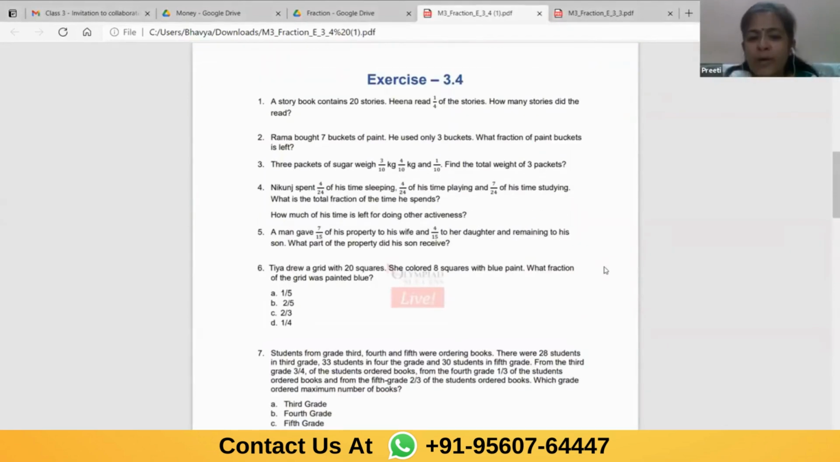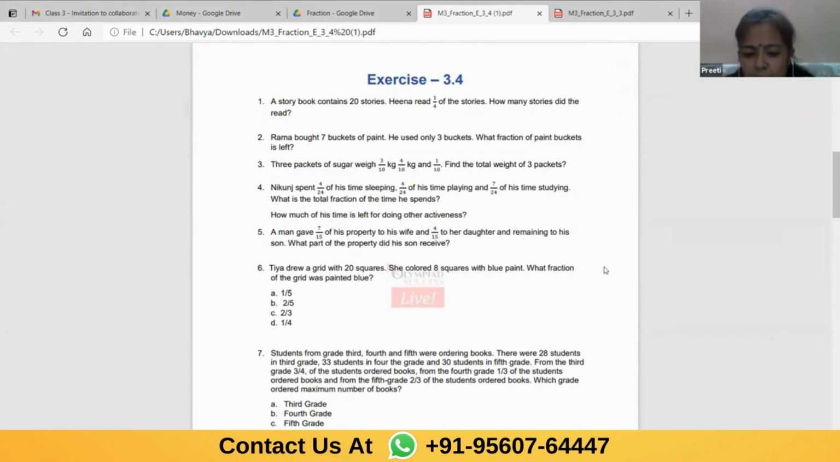Okay. Question number 4 says, Nikunj, no, we have not done this. Nikunj spent 4 upon 24 of his time sleeping, 4 upon 24 of his time playing, and 7 upon 24 of his time studying. So what is the total fraction of the time he spends?